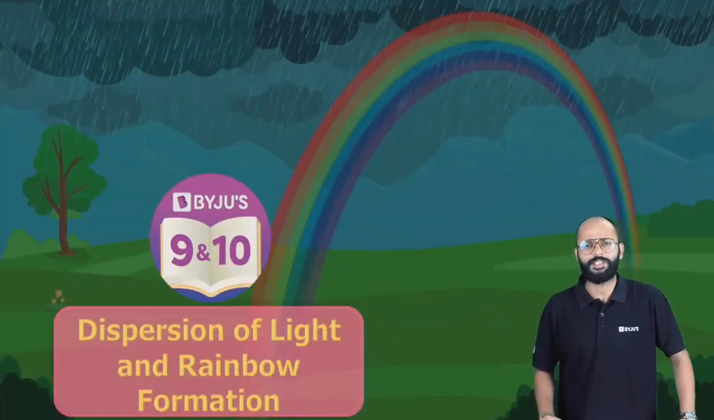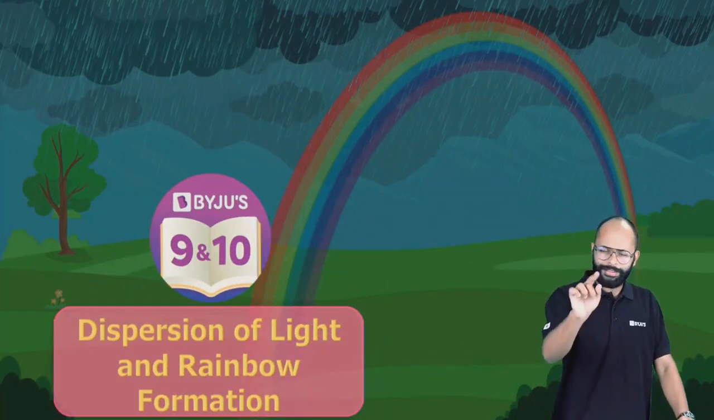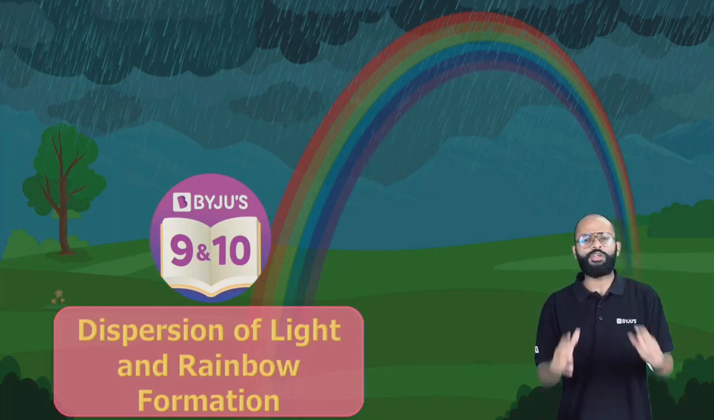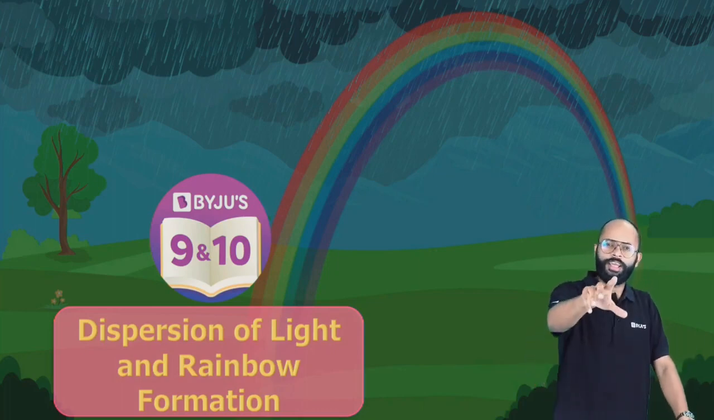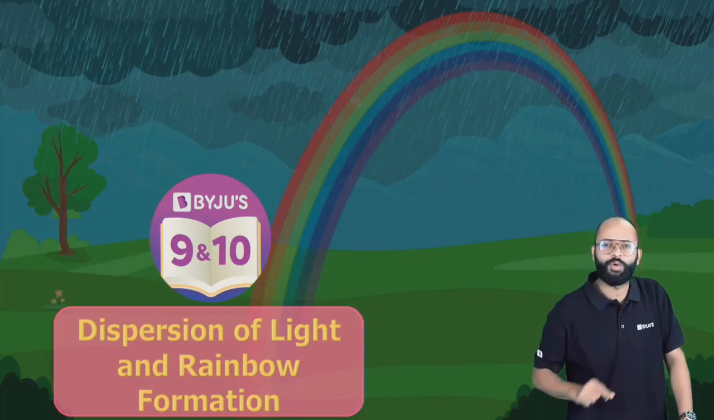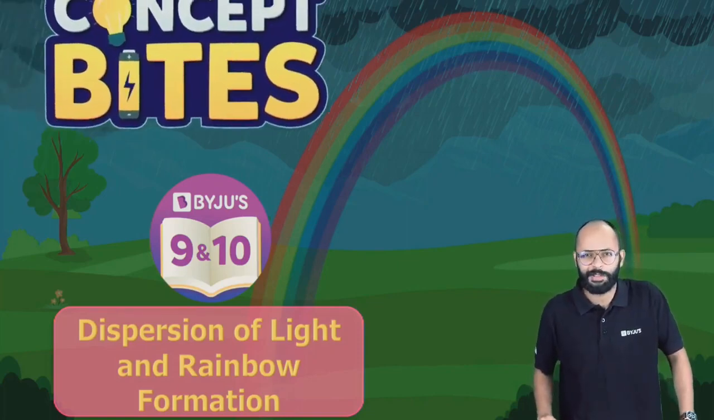Rainbow formation, it's so easy. Three phenomena: refraction, dispersion, and total internal reflection. Wrong! That's the biggest mistake many students make. That's why we are here to learn dispersion of light and rainbow formation in a nice and simple manner in just one video. Welcome to Concept Bites.